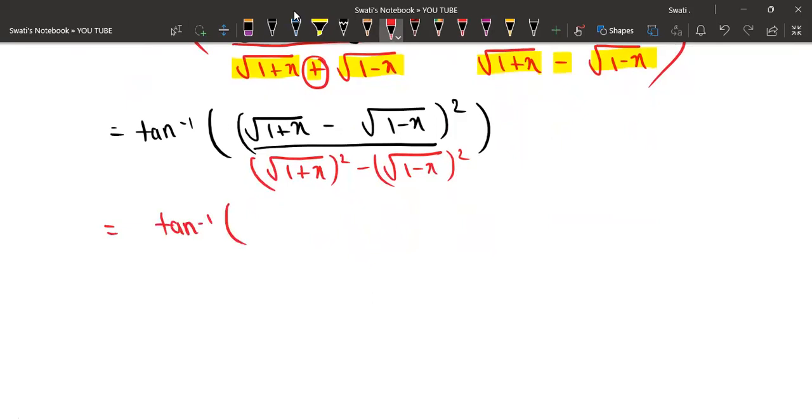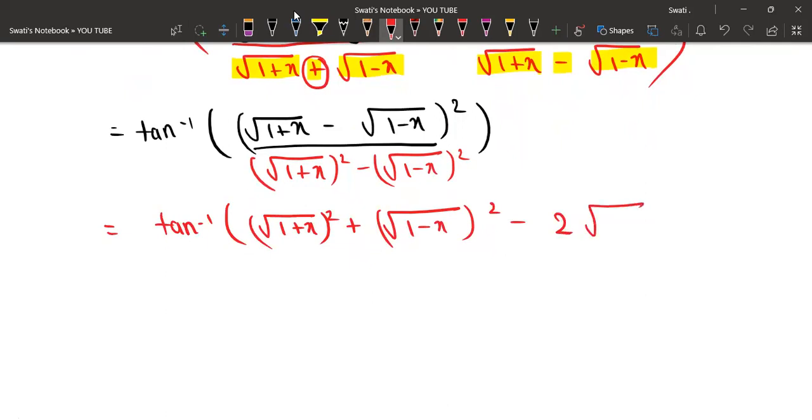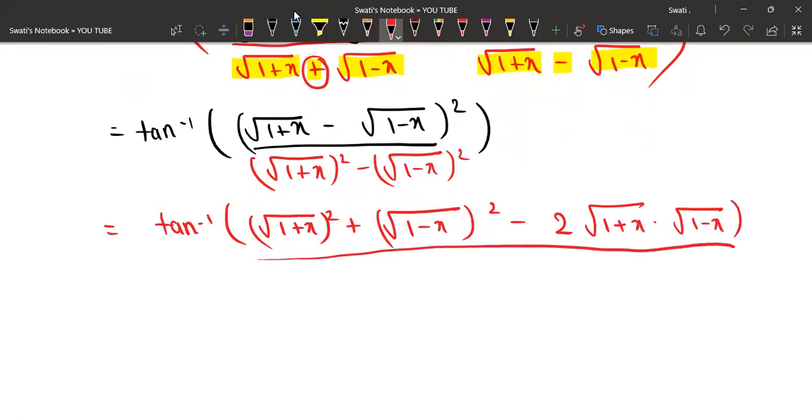All right, so now we can write down this as tan inverse. If you simplify the numerator, a minus b whole square, that is a square, that means root over 1 plus x whole square, plus b square, that means root over 1 minus x whole square, minus 2ab. So minus 2 times root over 1 plus x times root over 1 minus x. And then upon, we have root over 1 plus x whole square. So root and square will get cancelled, so we're getting just 1 plus x. Minus, here also square and root will get cancelled, so we're getting 1 minus times minus is plus x.